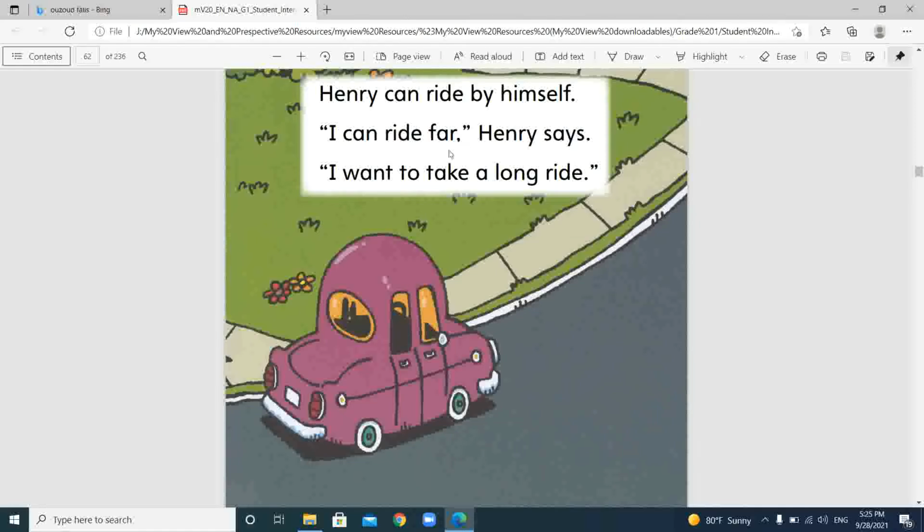Far means he wants to go away a long distance. He wants to go far. I want to take a long ride. So here, far means he wants to go away from his house. That means he wants to ride his bike and go on a long ride. A long ride means he wants to go on his bike very, very far. Okay?